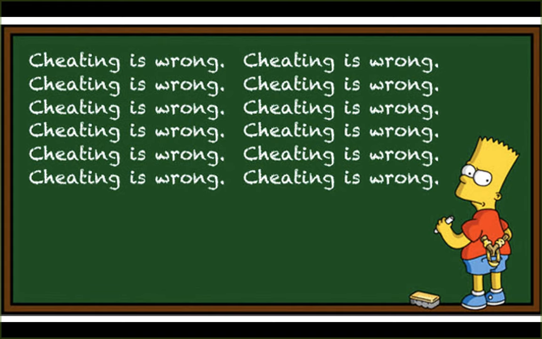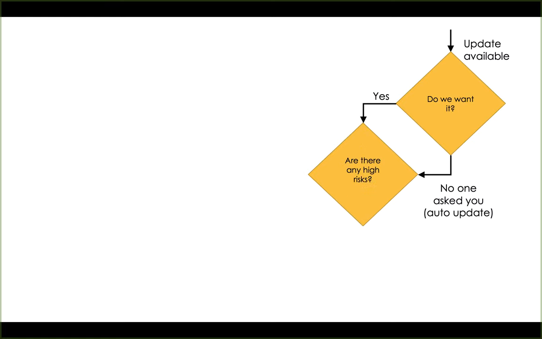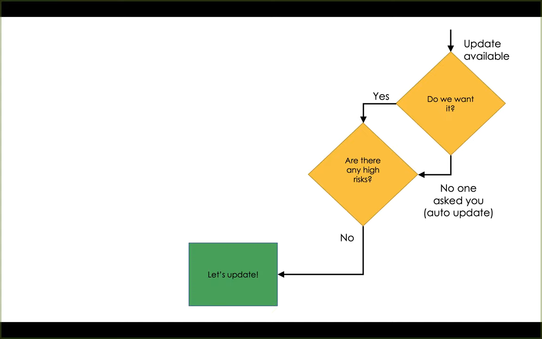Can we go around this trade-off in some way? Can we cheat in some way? Well, we can. In this case, it will look like: update available. Do we want it? Yes. Because now auto-update is turned on, and we will get the update regardless of what's going on. And this will only work for stuff that is not high risk.